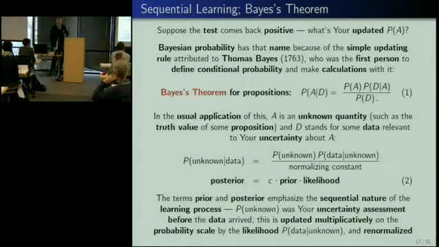So the theorem says update multiplicatively on the probability scale by multiplying your prior information by the likelihood information and renormalize, and out comes the thing you want.